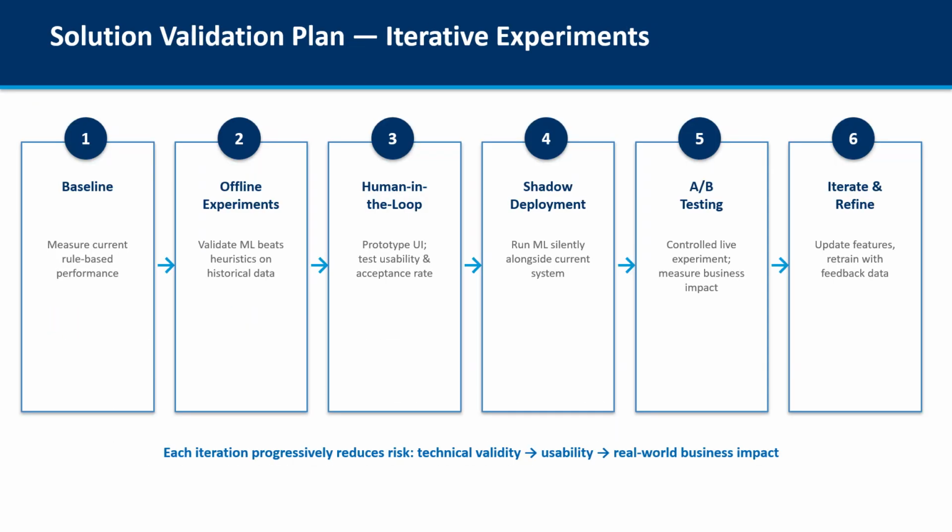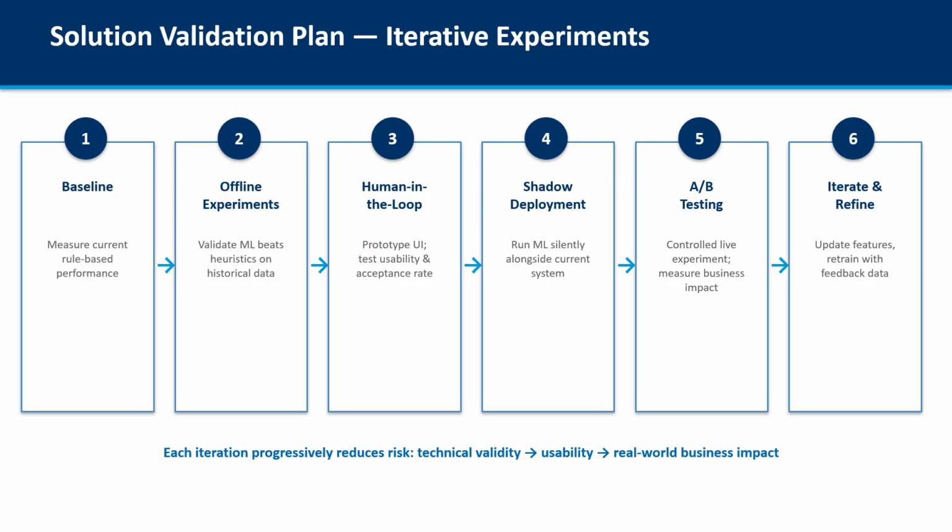Let's talk about the validation approach next. To validate the solution, we will follow an iterative process. Establish baseline performance using rule based approaches. Run offline experiments to validate improvement offered by ML in comparison with rule based mapping. Then we test with users using a prototype UI.